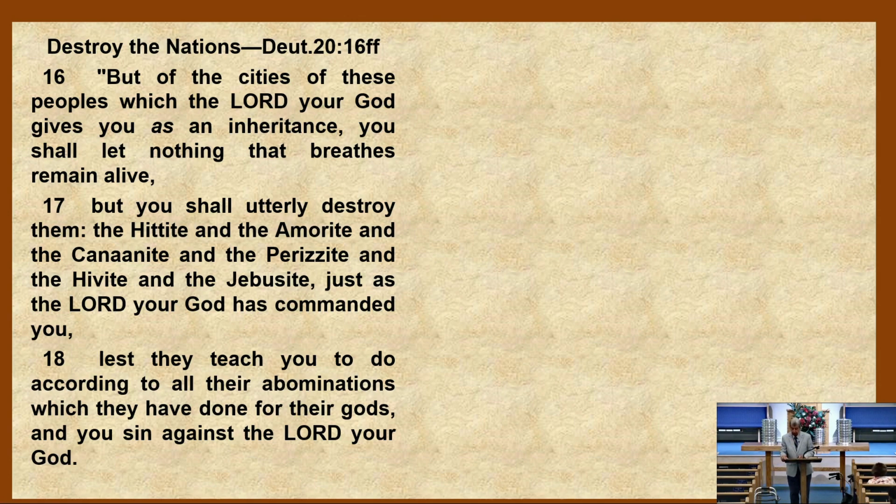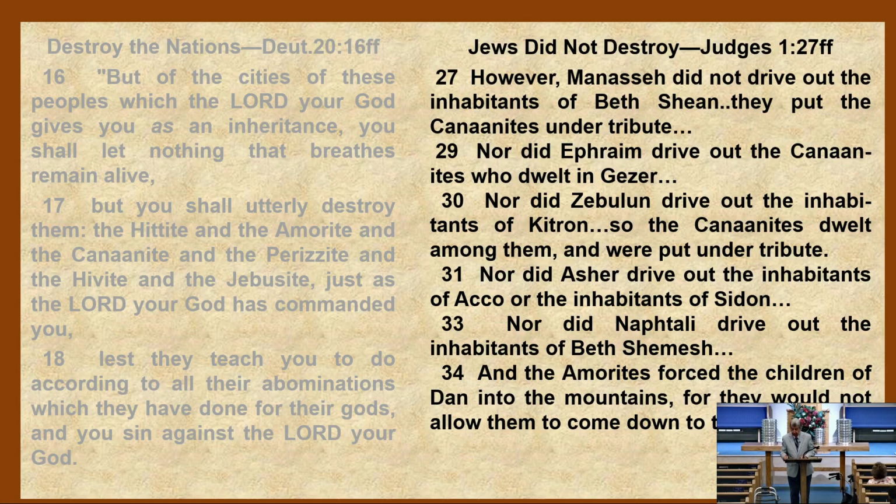Well, what did they do when they got the promised land? Look at these verses from Judges chapter 1. He says in verse 27, Manasseh did not drive out the inhabitants. They put the Canaanites under tribute. Nor did Ephraim drive out the Canaanites who dwelt in Gezer. Nor did Zebulun drive out the inhabitants of Kitron. Nor did Asher drive out the inhabitants of Acco. Nor did Naphtali drive out the inhabitants of Beth-Shemesh. And the Amorites forced the children of Dan into the mountains, and they could not even live down in the valley where the fertile land might have been. They didn't drive them out.